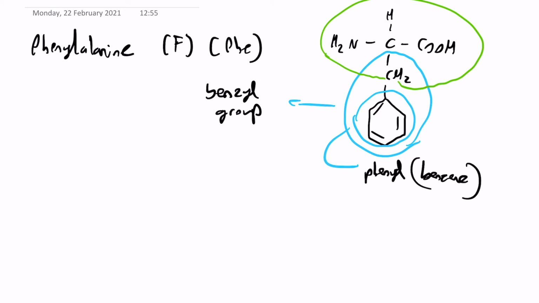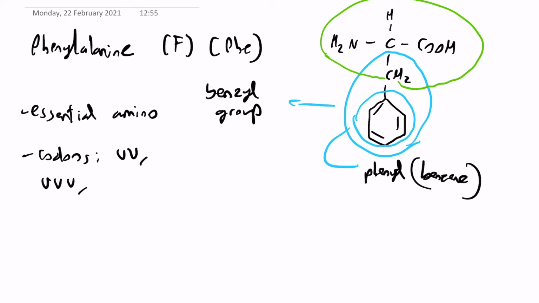So phenylalanine is an essential amino acid and is actually found in mammalian breast milk, if you're into that. Its codons are the UU codons, and there's two of them, so it's UUU and UUC. Okay, finally as well, phenylalanine can be converted into tyrosine in the body, so that nicely brings us to tyrosine.